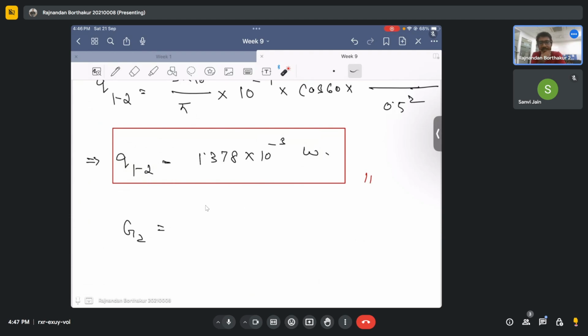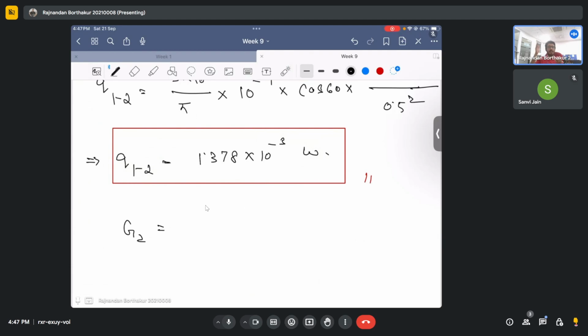Any suggestions? Given that we know the energy that is leaving surface 1 is intercepted by surface 2, can you tell me what is the irradiation on surface 2? Given that we know the energy that is falling on surface 2 and the area of surface 2. That's the hint. That's simple, right? So what is the definition of irradiation?